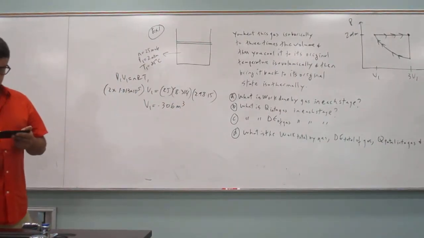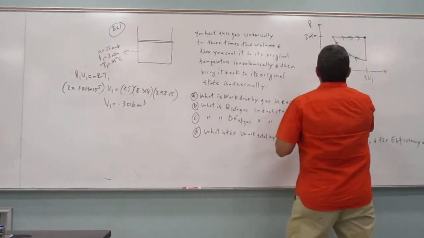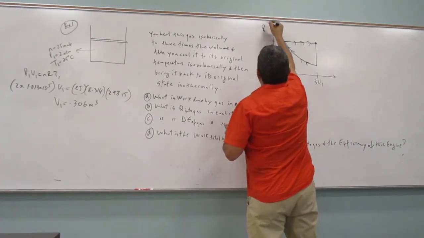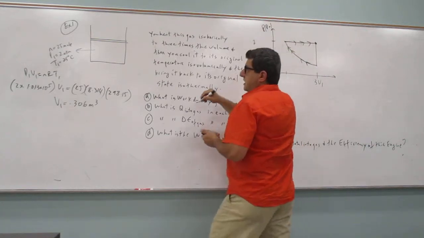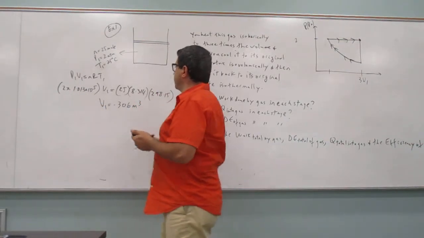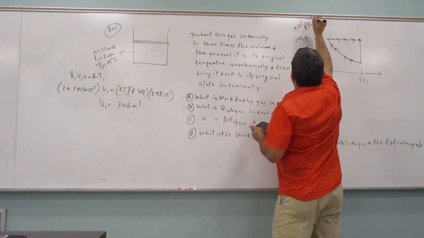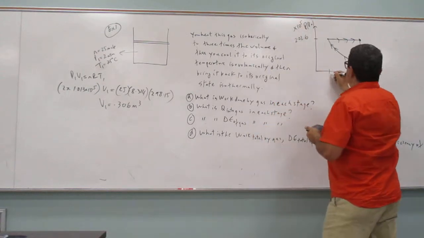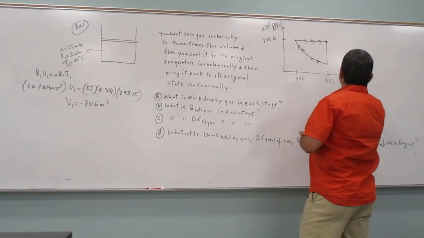Anyone else got that? Okay, so this is going to be pascals, so 2 times, that's going to be 2.026, and then this is 10 to the 5th, right? And then the volume is going to be 0.306, and this is in units of meters cubed.